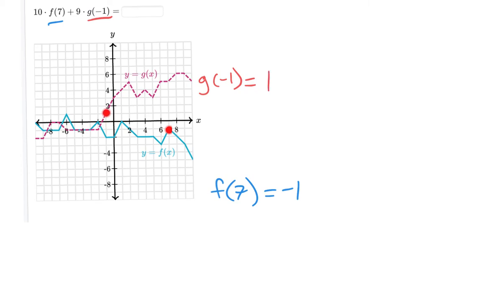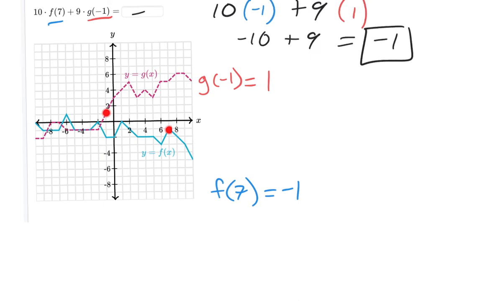And then we just plug all this in. So I have 10 times, instead of f of 7, we're going to put -1, plus 9, and instead of g of -1, we're going to put 1. 10 times -1 is -10. 9 times 1 is just +9. -10 and +9 make -1. So the answer here should be -1. That's it. Hope that helps you with those skills tomorrow at the end of class.